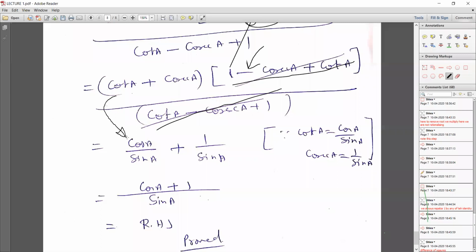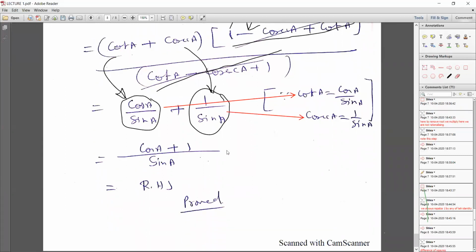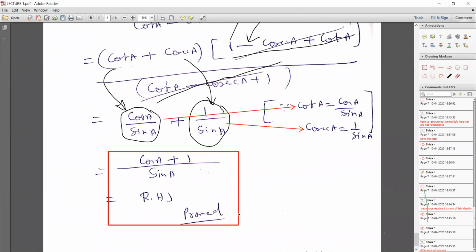And what is the value of cot A? Cot A can be written as cos A upon sin A, and cosec A can be written as 1 upon sin A, because I have taught you in the beginning only that cosec A is equal to 1 upon sin A and cot A is equal to cos A upon sin A. Now sin A is the common LCM. So when I take sin A as common, what is left in the numerator? Cos A plus 1.